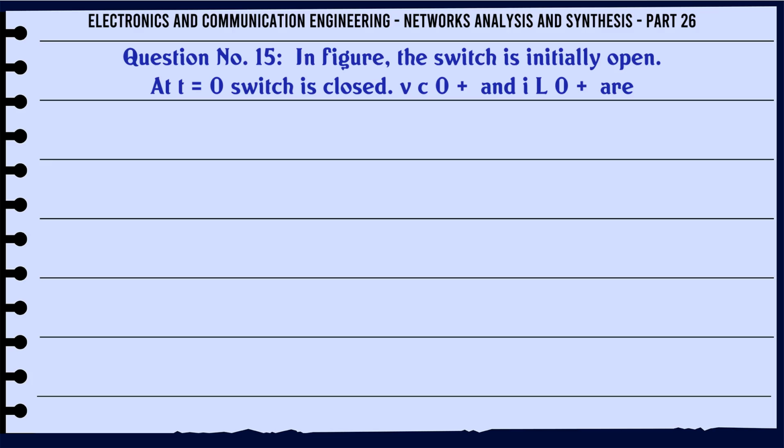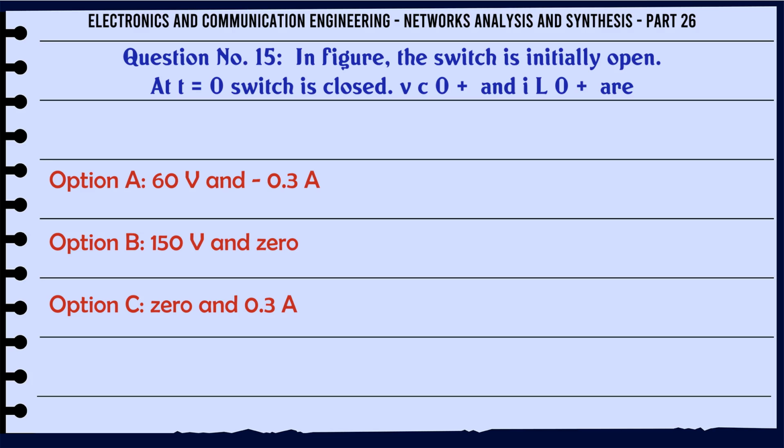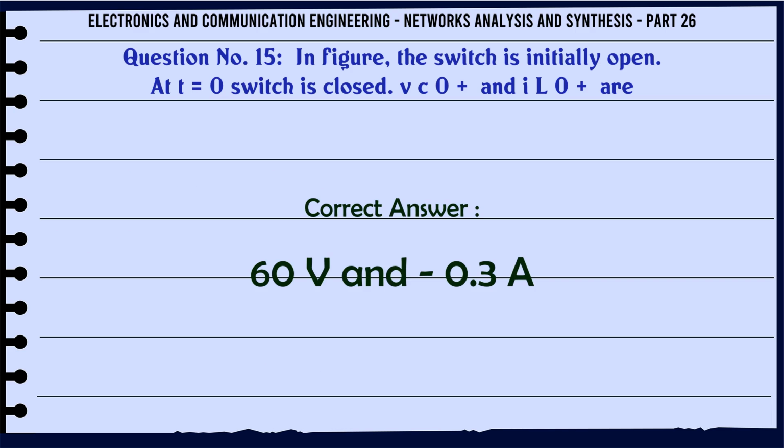In the figure, the switch is initially open. At t equals 0 the switch is closed. VC(0) and IL(0) are A, 60V and 0.3A; B, 150V and 0; C, 0 and 0.3A; D, 90V and 0.3A. The correct answer is 60V and 0.3A.